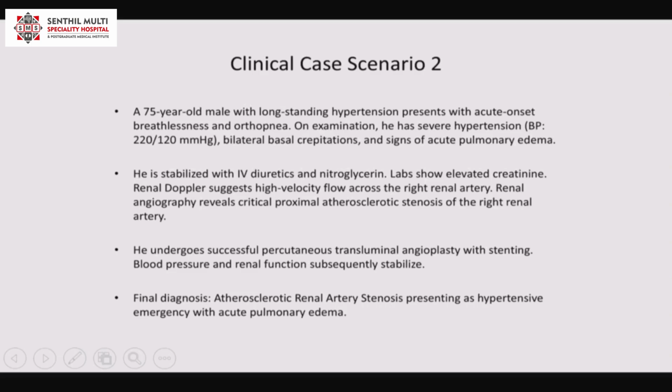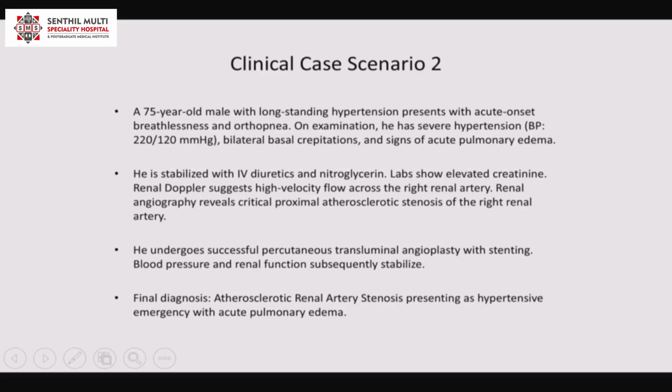The labs show an elevated creatinine, and like in our last case, the patient also shows a renal artery Doppler with evidence of high velocity flow. And the angiography reveals a critical proximal atherosclerotic stenosis of the right renal artery. He underwent percutaneous transluminal angioplasty with stenting, and his blood pressure and renal function stabilized subsequently. So in our second case scenario, this gentleman is a patient with atherosclerotic renovascular disease involving the ostium, the proximal lesion of the renal artery.